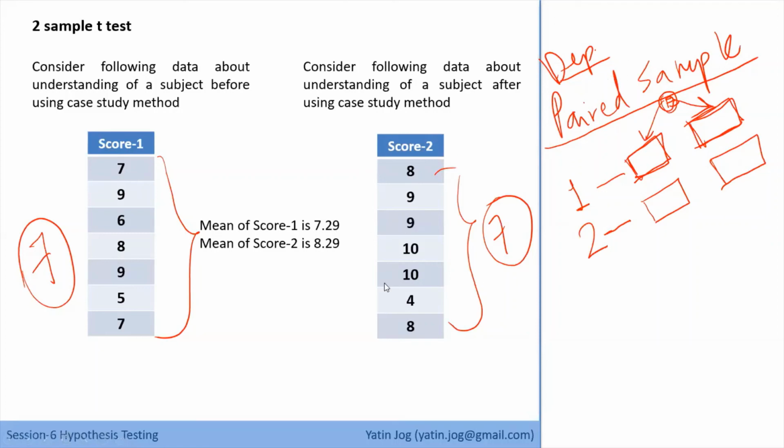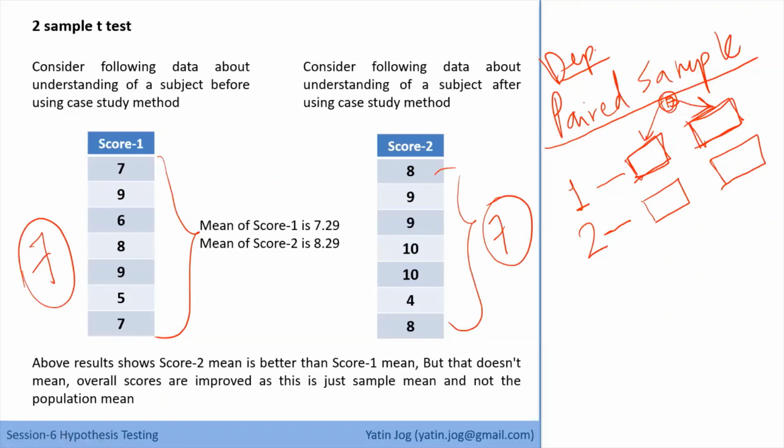So the average score of the second test is better than the average score of the first test. But is this difference significant enough? The difference of 1 or whatever it is, is this difference significant enough to say that it is because of the case study method? That is the main question. So we need to check whether the difference is significant enough.